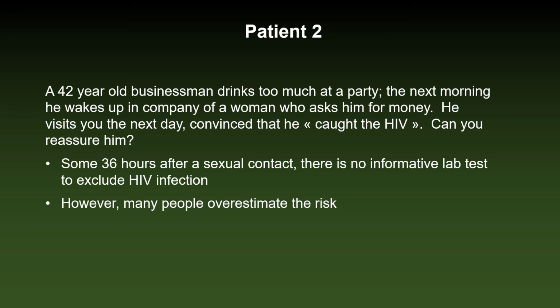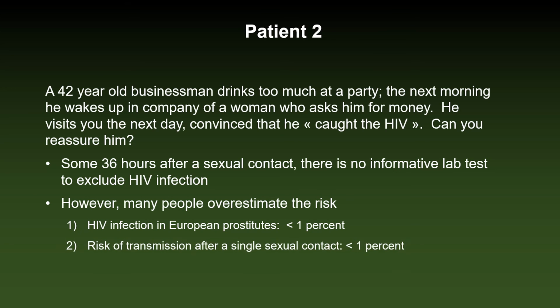However, many people in this situation overestimate the risk. Consider that HIV infection in European prostitutes is much less than 1%, and that the risk of transmission after a single sexual contact is also less than 1%. The cumulative risk for this patient is the multiplication of these two probabilities, and we arrive at a risk of transmission which is less, probably much less, than 1 in 10,000. This may be reassuring for this patient.